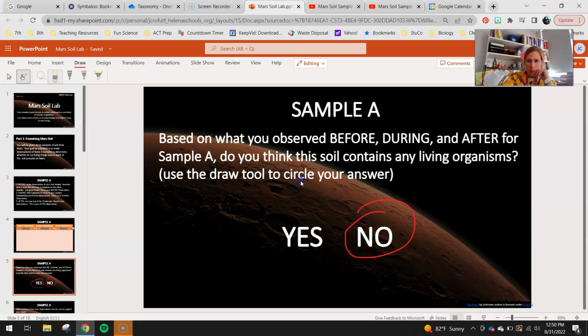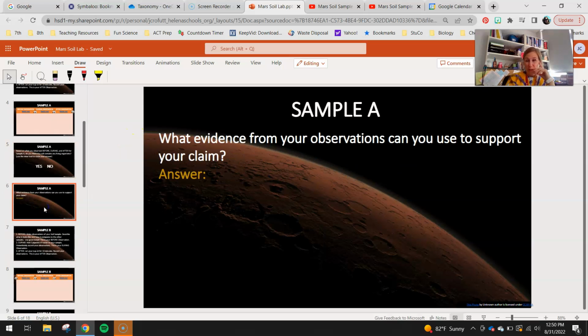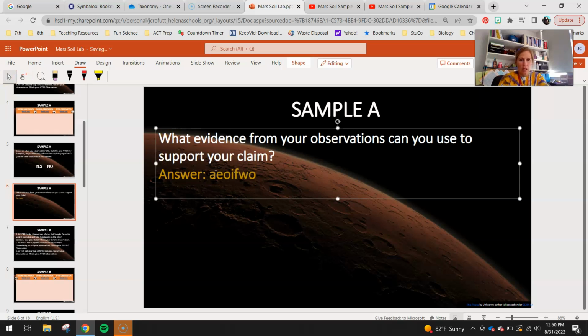Remember that anytime you use the draw tool, it's really important that you click back on the cursor. Otherwise, you won't be able to click anywhere and type. That happens a lot to students, and I'll probably tell at least every one of you that once. Okay, so what evidence from your observations can you use to support your claim? Again, make sure you click back on your cursor before you type. Then you should be able to click right there. Answer your question. Notice that your answer is in a different color. I want it that way, so don't change the font or the color.